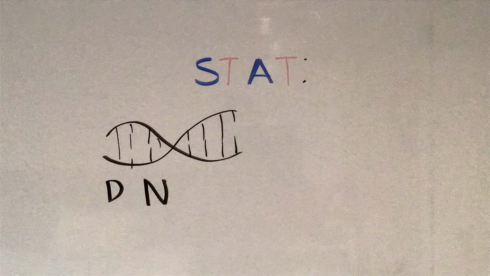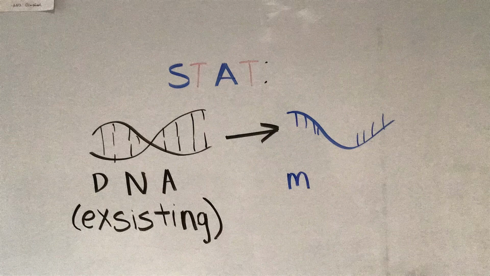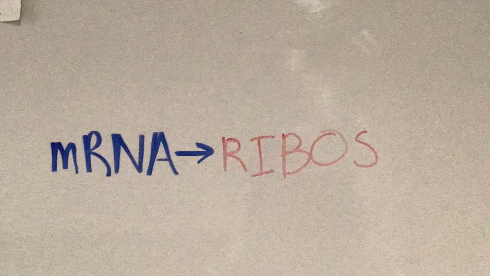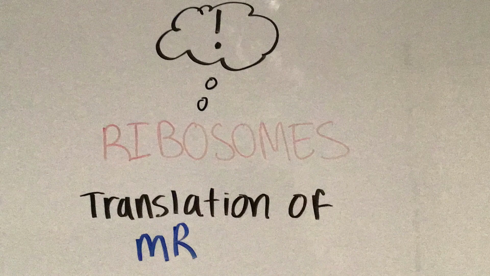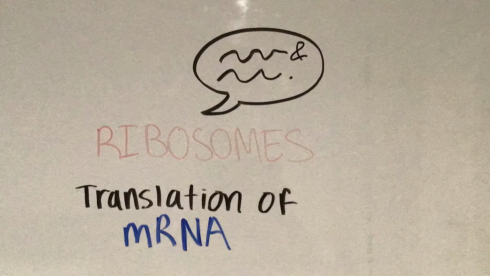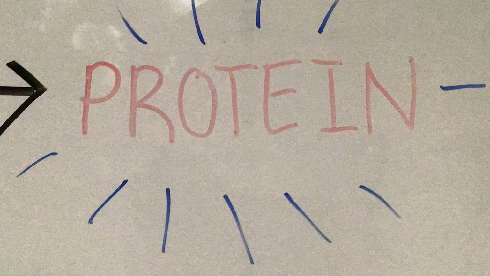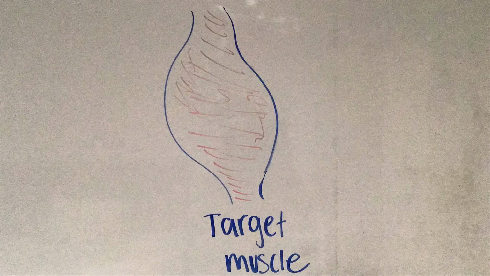STAT will translate the existing gene sequence into mRNA. These mRNA copies are given to ribosomes, which then translate the mRNA into certain proteins. This protein is known as insulin-like growth factor type 1.